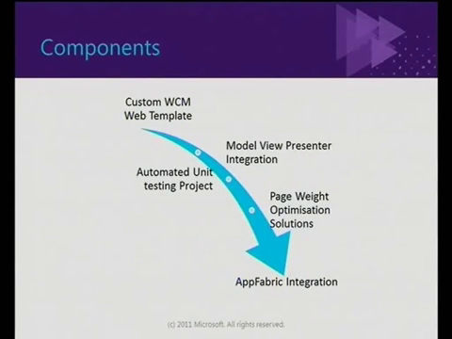So, Sham and I put together a couple of components. There's a web content management web template, a model view presenter integration component, and an automated testing project with all the definitions ready to go. Later on, we're going to show you some stuff about optimizing page weight and also integrating with AppFabric in the Azure cloud. Basically, we're going to package all this up as a zip file and make it available on our blogs. We'll give you our blogs a little bit later. So you'll be able to go back to the office, download this, and start going with this sort of stuff straight from day one.